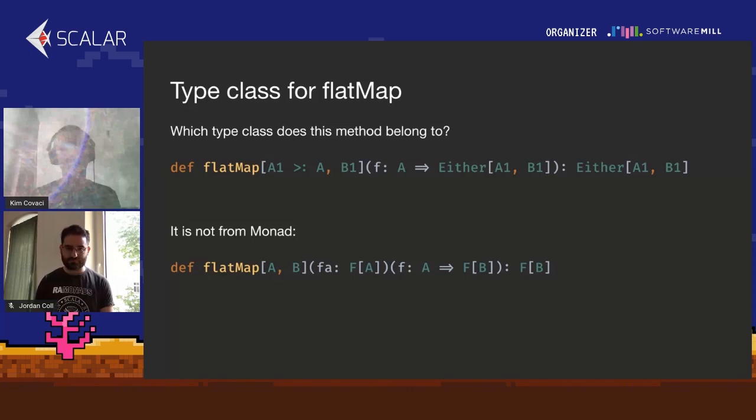So let's take a step back and look again at the definition of flat map in Either. If you look closely, it actually does not come from the monad instance of Either, because the monad is defined on F with one type argument, while here we have a flat map that somehow knows how to deal with errors. It's widening them. So why can't we provide an alternative monad that is defined on types with two arguments and has the knowledge of how to handle errors on the left?